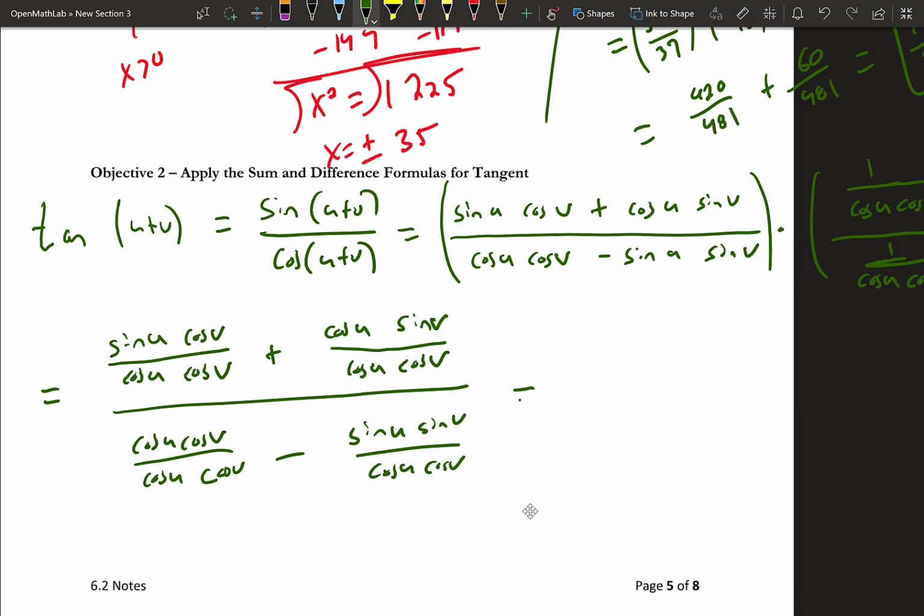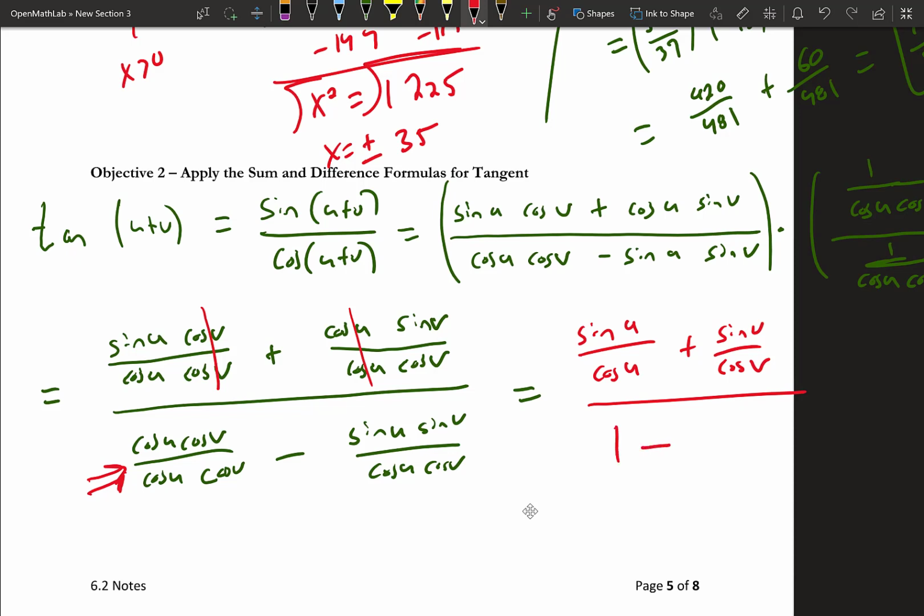So we can simplify some of this. The cosine v parts would cancel. And then in the second expression, these cosine u's would cancel each other out. So what I'm left with in the top is sine of u over cosine of u plus sine v over cosine of v, all over. And then notice in this fraction here, the top and bottom are the same. So that's just 1. So I'd have 1 minus.